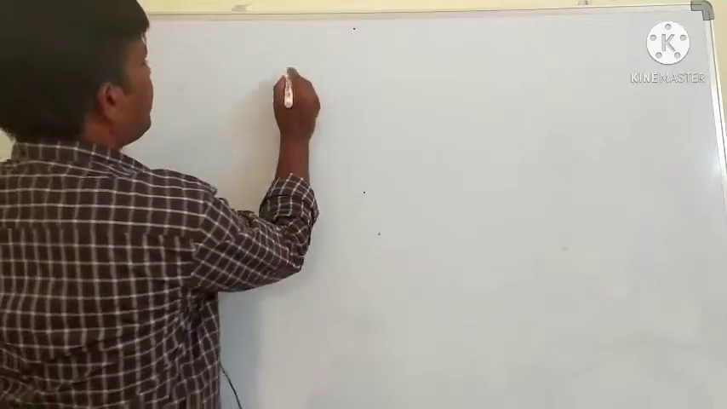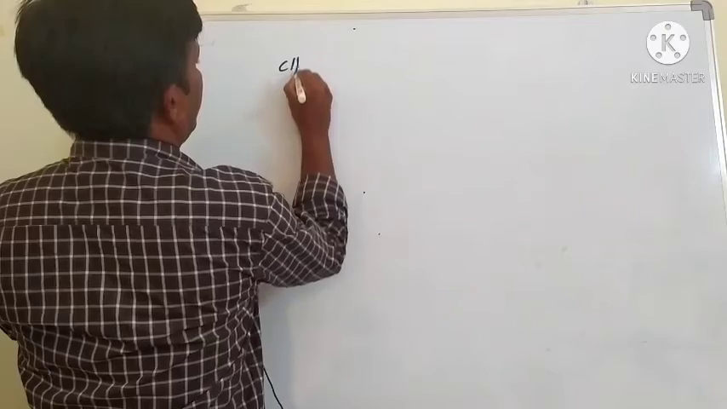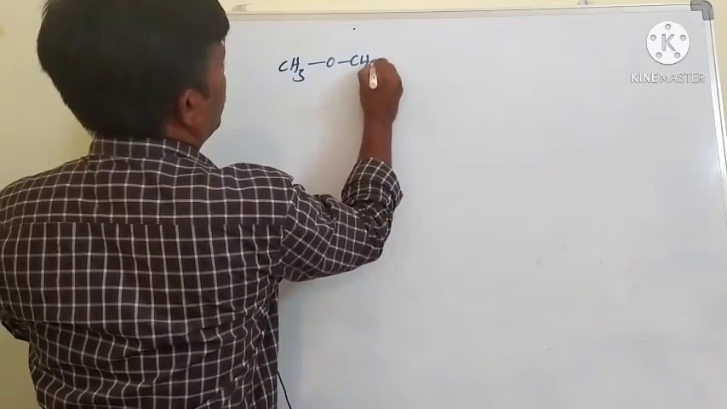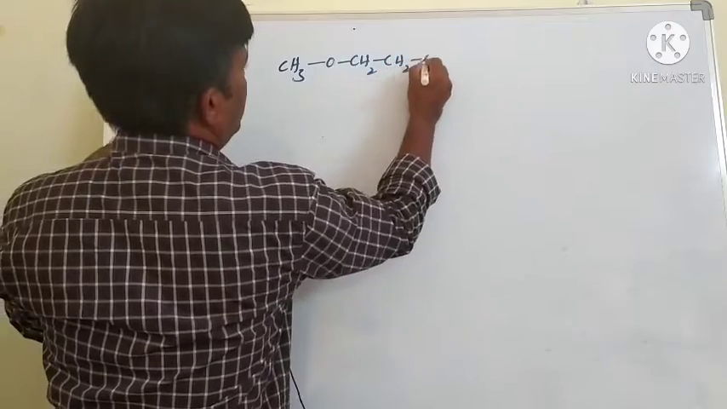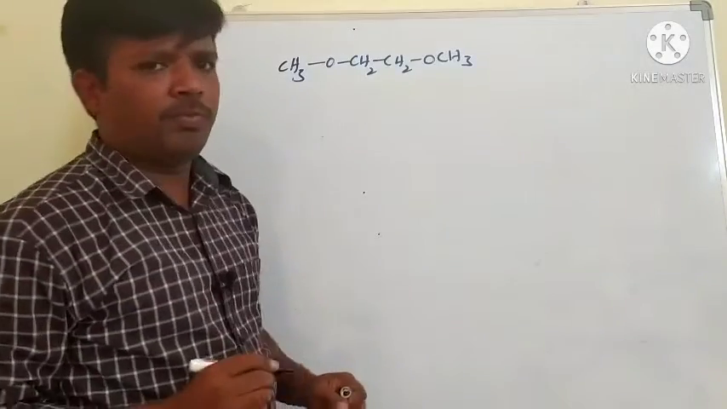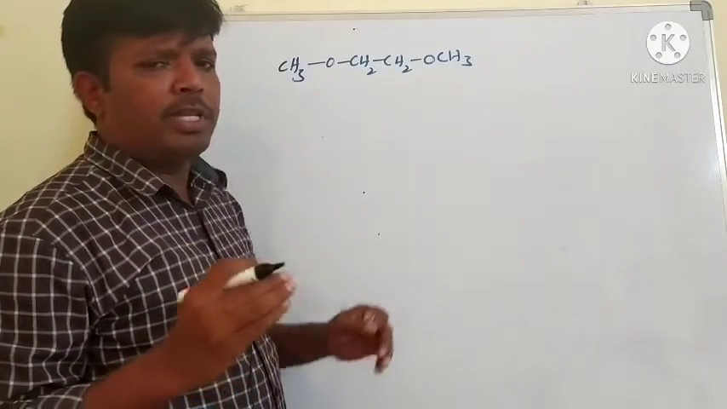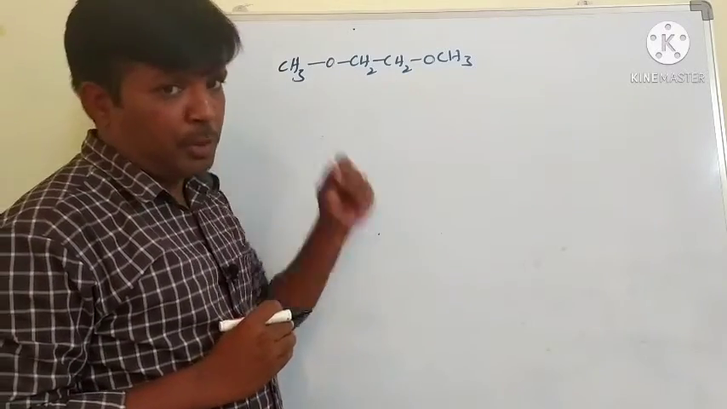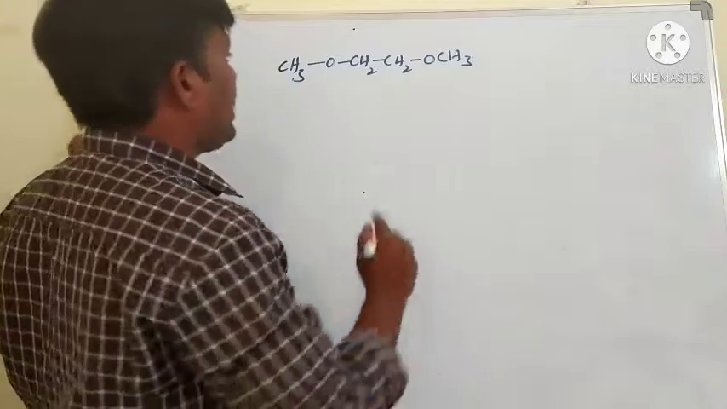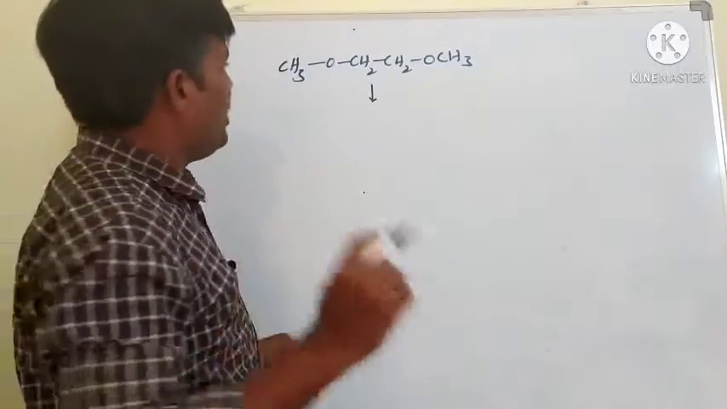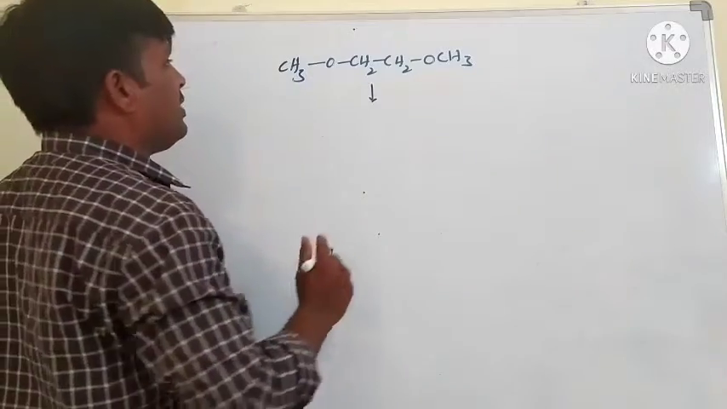That is CH3, O, CH2, CH2, O, CH3. What is the name of this compound? What is the common name and what is the IUPAC name? Is it possible to give a common name? Not possible. That's why we have to concentrate on IUPAC nomenclature.